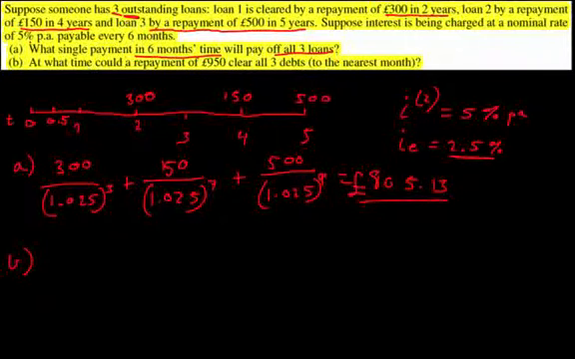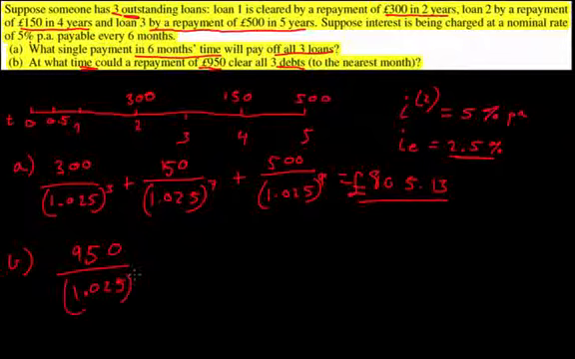So let's look at part B. At what time could a repayment of £950 clear all 3 debts to the nearest month? So if we were to take this £950 and discount it, but we don't know what time period we're going to be using. Okay, so we've got some amount here. We want to know what time period it could be to clear all the debts.